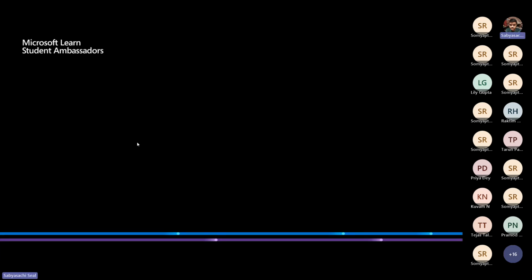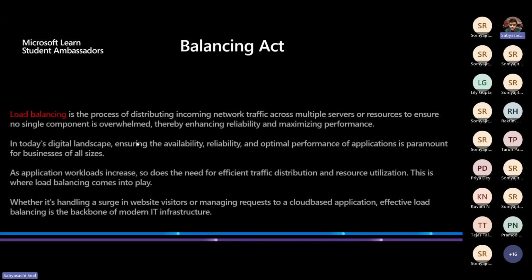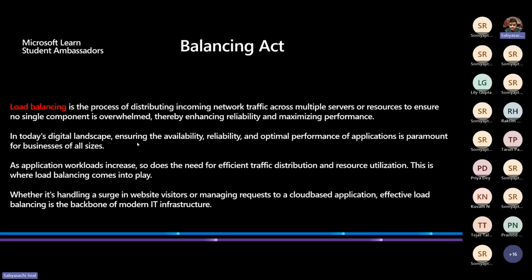Now, in a very simple way, I can explain load balancing as a process of distributing incoming network traffic across multiple servers. So definitions are not really my thing, but there is something very important here. Distribution of incoming traffic across multiple servers or resources to ensure no single component is overwhelmed, thereby enhancing reliability and maximum performance. Very bookish definition, but what it actually means is that it basically divides the load among different servers or resources so that one server or one resource is not having to take the load of all the traffic.